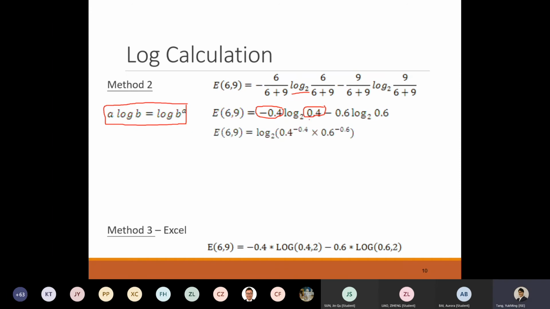So this is a and this is b. Okay, so we combine them together. Finally we have 0.4 to the power minus 0.4, and this one, minus 0.6, will become 0.6 to the power minus 0.6. Do you remember log a plus log b is equal to log bracket a times b? Still remember the equation? So we got this one: log with the base 2 of this one times this one.